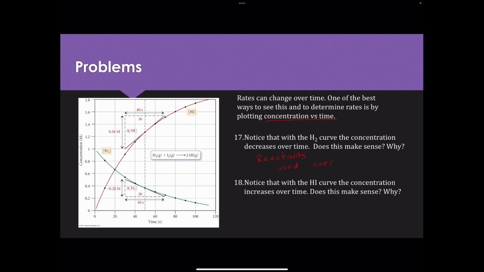Now our other curve, the red curve, is representing what's happening to the hydrogen iodide. The hydrogen iodide is our product. Now that product is starting out at a concentration of 0, and its concentration is increasing over time. So again, we're asked if that makes sense. And hopefully it should, because our products are always going to be formed in a chemical reaction. And if they're formed, that means they are increasing over time. And so we're seeing that represented here in this graph.